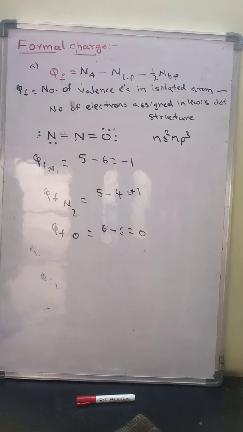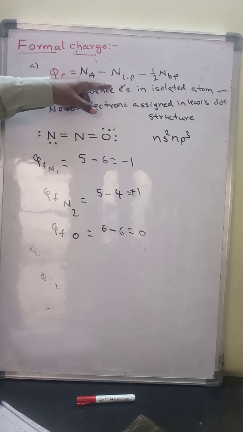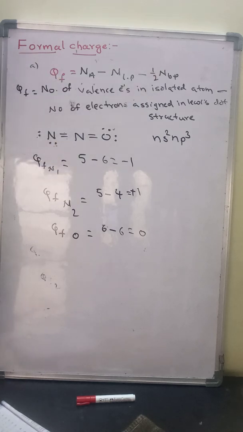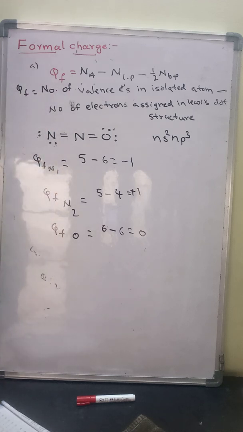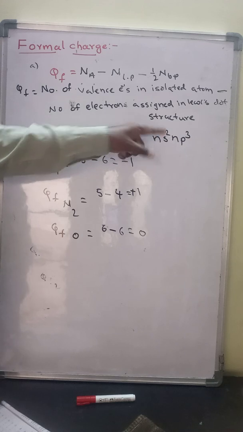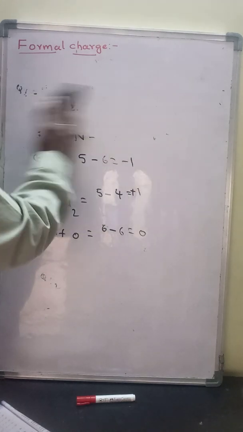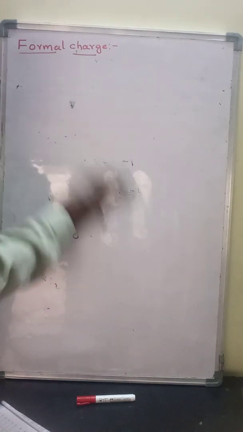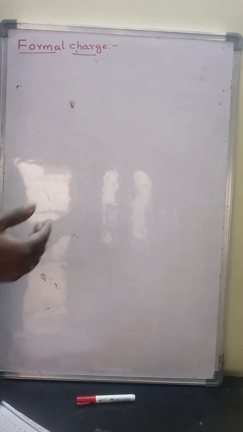So like this, we can calculate the formal charge of any neutral species using either of these two formulas. The first one is the number of valence electrons minus the number of lone pair electrons minus half the number of bond pair electrons. And another easy formula is the number of valence electrons in the isolated atom minus the number of electrons assigned to the atom in the Lewis dot structure. This is regarding molecules. The second one is the calculation of formal charge in ions.